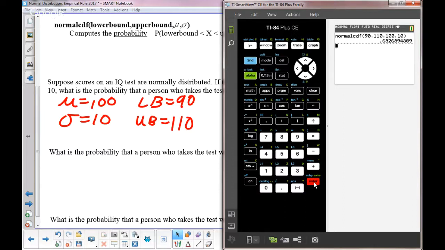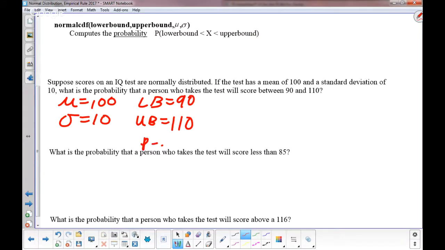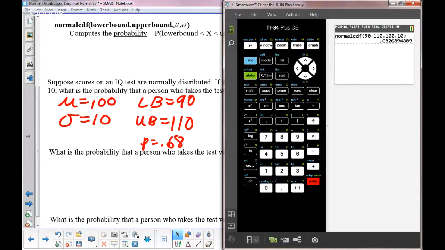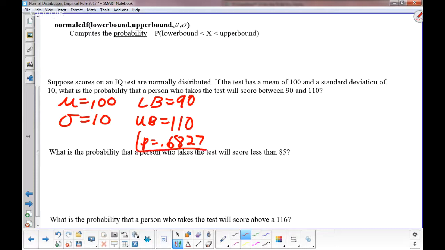So, guys, when we're doing these probabilities, what I want you to do is with these decimals, write out 4 decimal places: 1, 2, 3, 4. Not 2, 4 decimal places, because we turn it into percentages, you have to move the decimal 2. So we want 4. So my probability is equal to 0.6827. There's my answer.